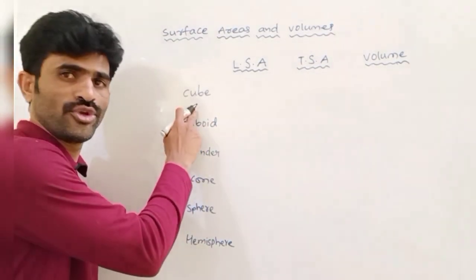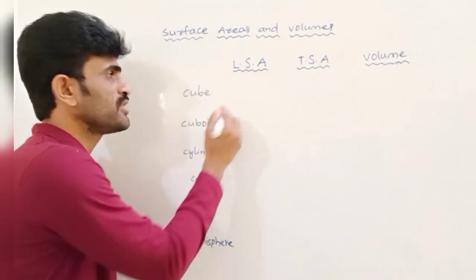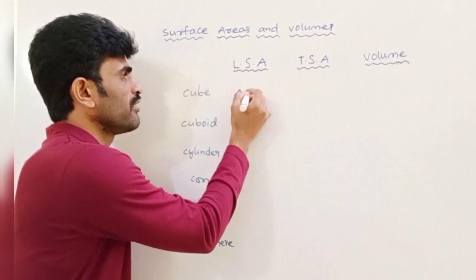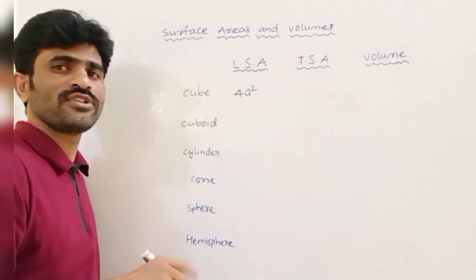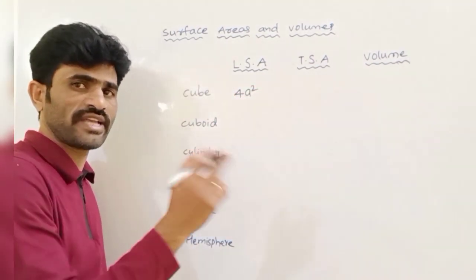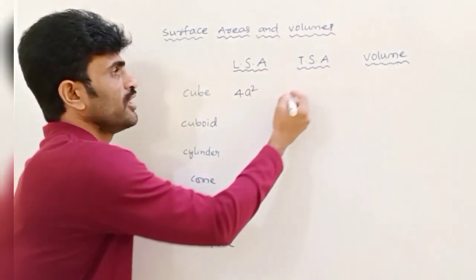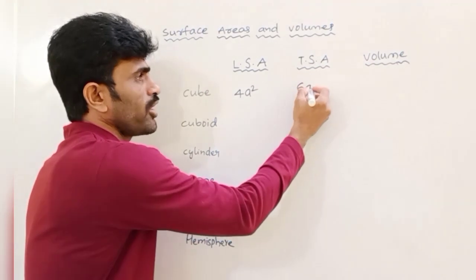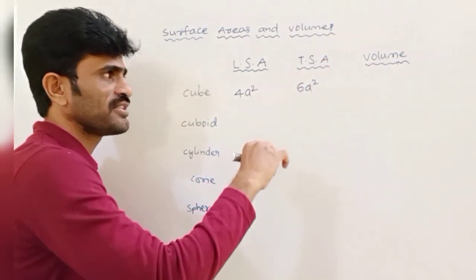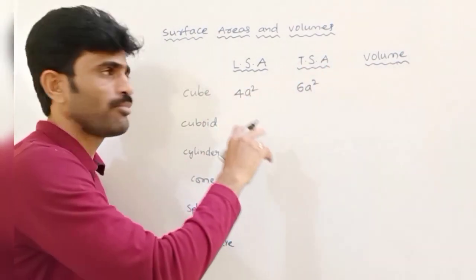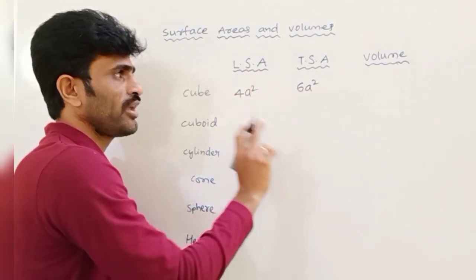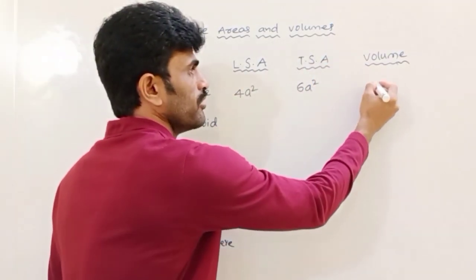First, the cube. LSA of a cube is 4a², because there will be 4 squares on the lateral sides, and each square has area a², so 4a². Total surface area means we have to add top and bottom. Top is a square, bottom is a square, so when you add them, it becomes 6a², and the volume is a³.